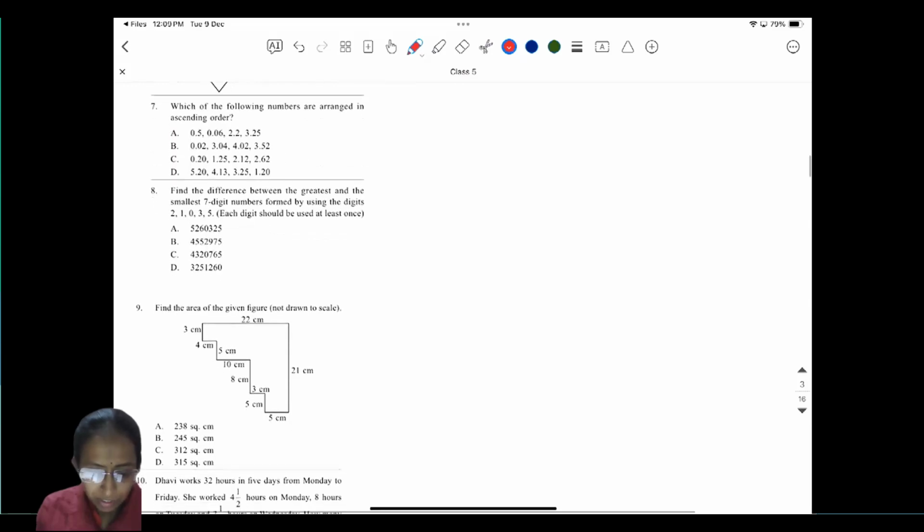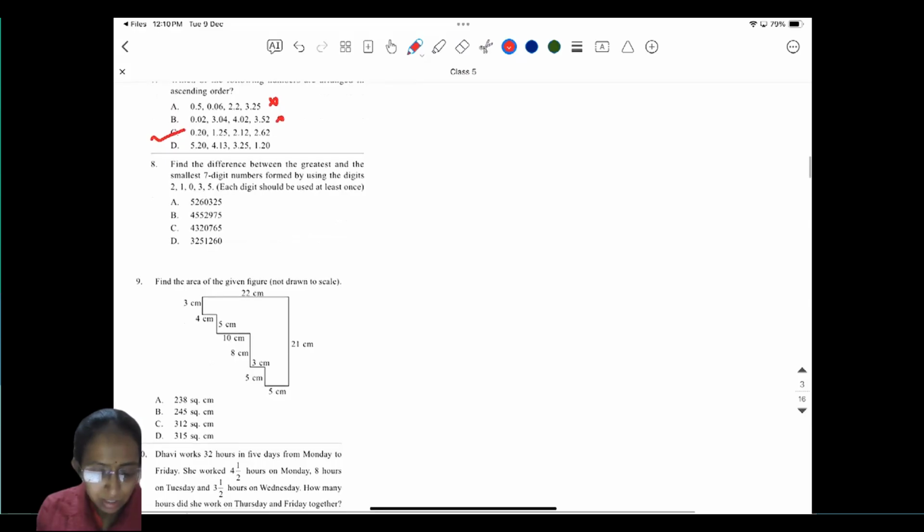Now, which of the following numbers are arranged in ascending order? So we can observe this is a descending one. This is again not true. This is just an observation based question. We can observe that in C, all the numbers are in ascending order, whereas in D, it is in descending order.